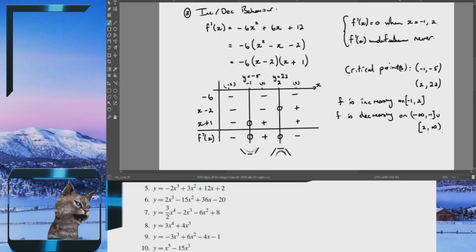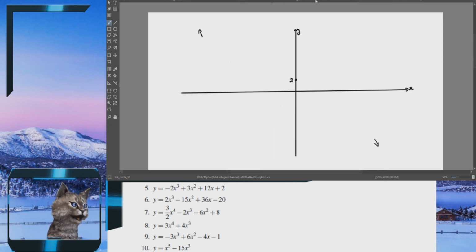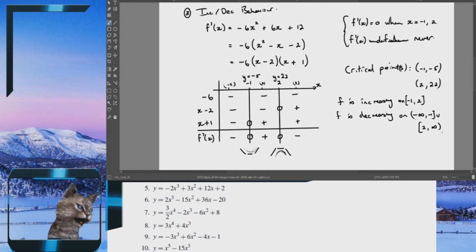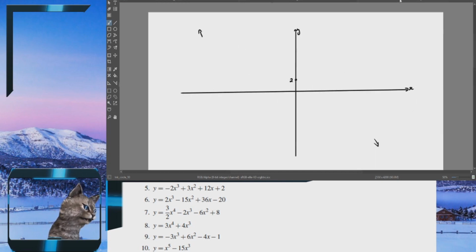So if we want to put that in on our graph, we want, so increasing on negative 1 to 2. Let's first put the critical points in. Critical points, negative 1, negative 5. So I'm going to zoom this in just to make the shape easier to draw. So negative 1, negative 5. Let's put that over here.